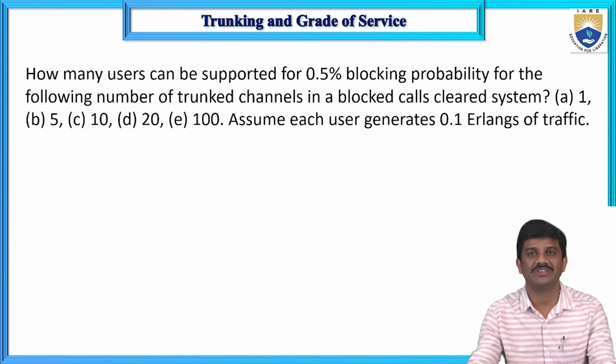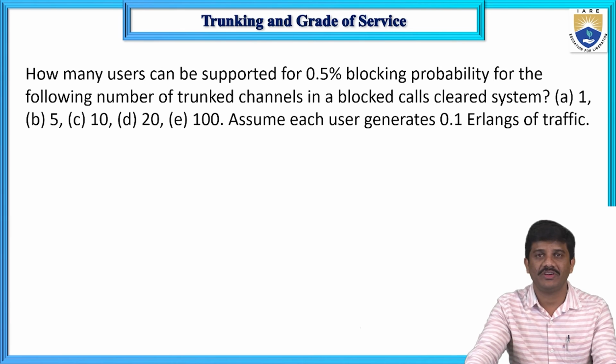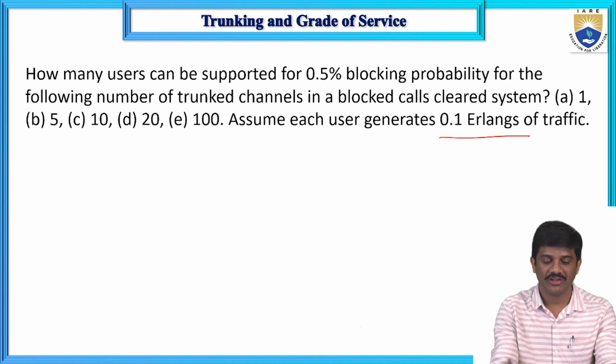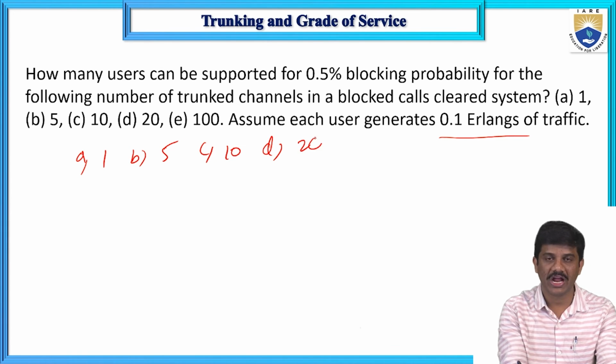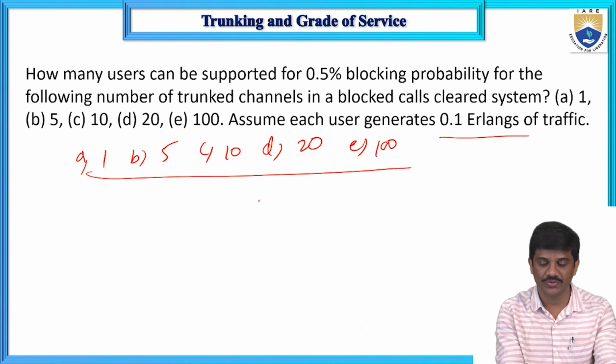Okay, for example, here we can see one problem, where we can find the traffic intensity. How many users can be supported for 0.5% blocking probability for the following number of trunked channels in a blocked calls cleared system? For example, A: 1 channel, B: 5 channels, C: 10 channels, D: 20 channels, E: 100 channels. Here you can assume each user generates 0.1 Erlangs of traffic, as given in the question. So A = 1, B = 5, C = 10, D = 20 and E = 100 are the available channels, and the traffic intensity of each user is Au = 0.1.